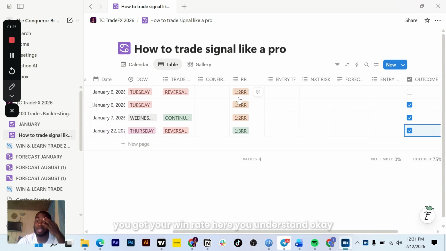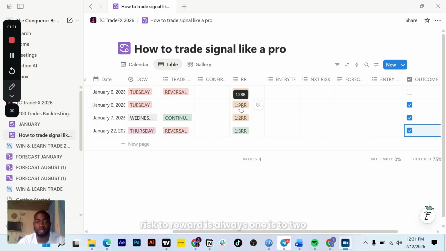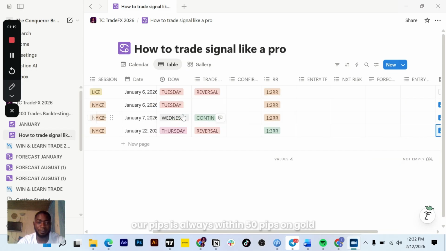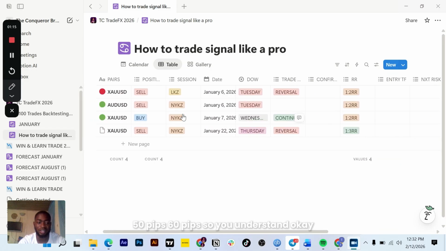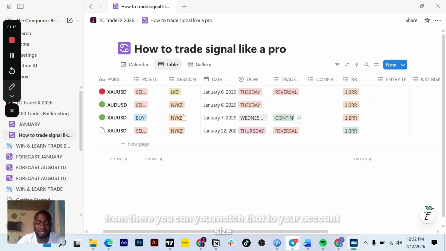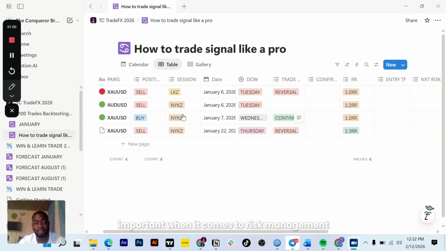You understand? Okay, normally this girl, her risk to reward is always 1:2. Her pips is always within 50 pips on gold, 50 pips, 60 pips. So from there you match that to your account size, and you understand that if I want to be using 0.1 lot size or 0.01 lot size. Probably we'll make a next video to talk more about lot size. Lot sizing is very important when it comes to risk management, so probably our next video will be on that.